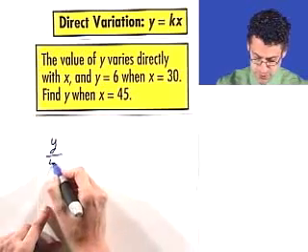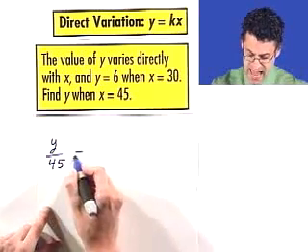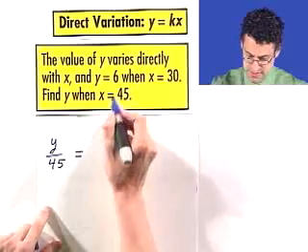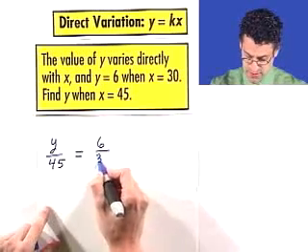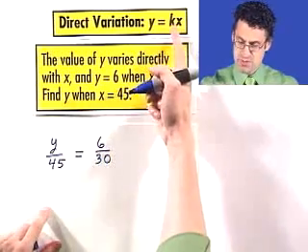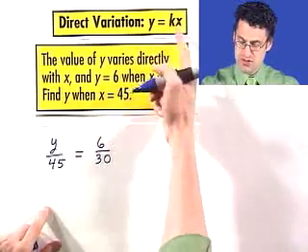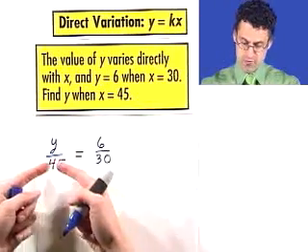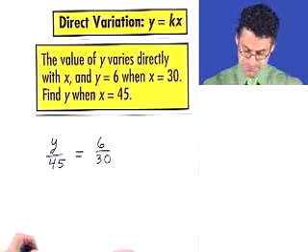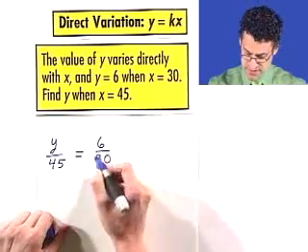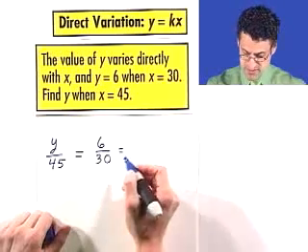Y is to 45 as 6 is to 30. Why? Because that k should be the same. Y over x should equal y over x. Okay? Well, we could simplify this a little teeny bit, and we'd see here this is 1/5.